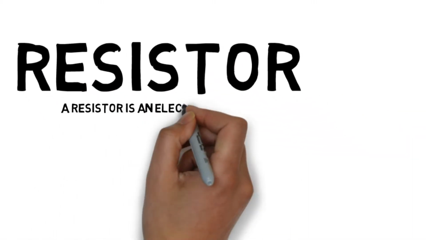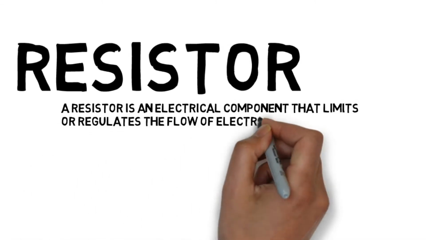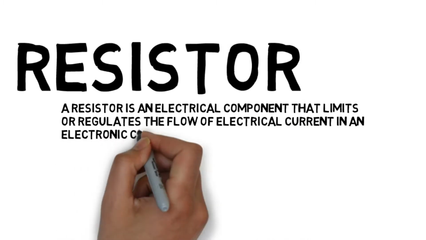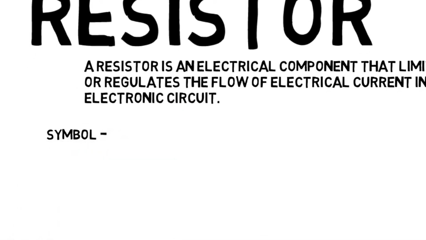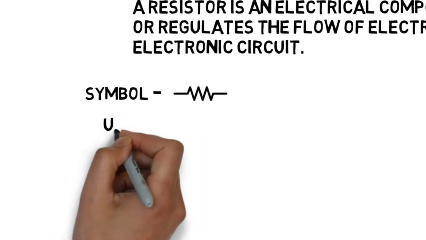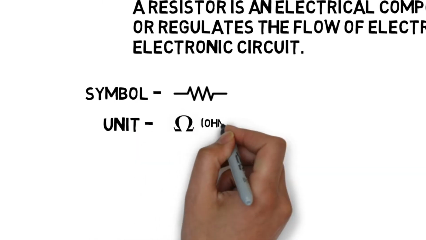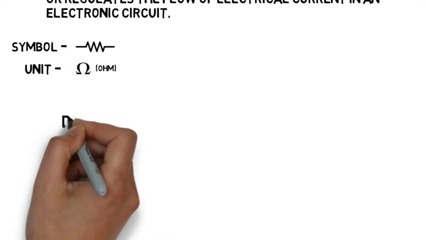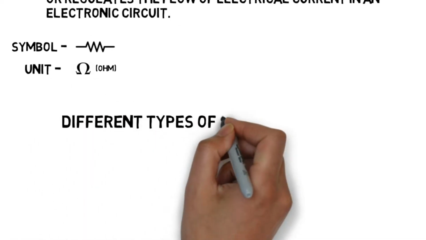A resistor is an electrical component that limits or regulates the flow of electrical current in an electronic circuit. The symbol is. The unit is. Also have different types of resistor symbols.